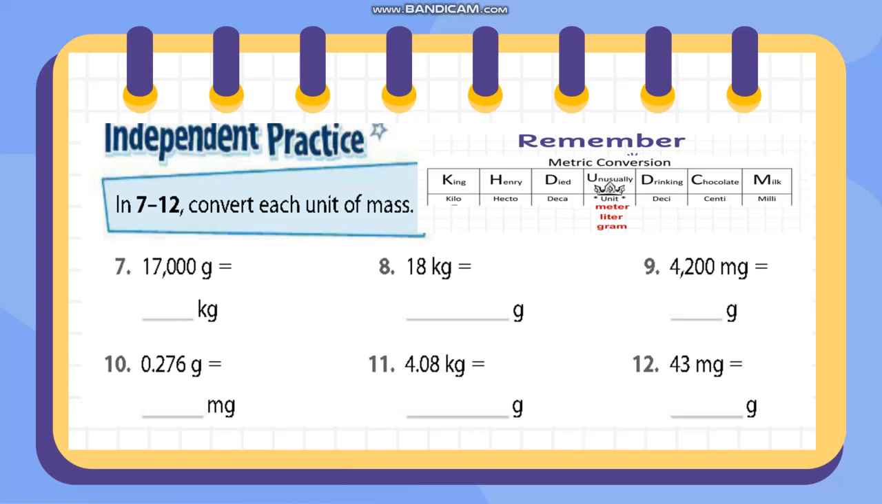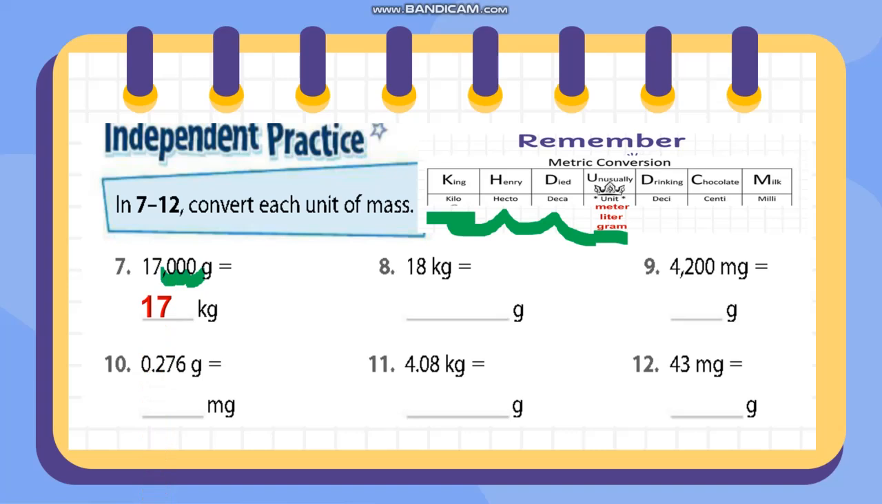Next, convert each unit of mass. Gram to kilogram. So 3 movements going to the left. It means we're going to divide. So 3 movements going to the left. 1, 2, and 3. So my decimal is in between 7 and 0. So the answer is 17 kilogram.